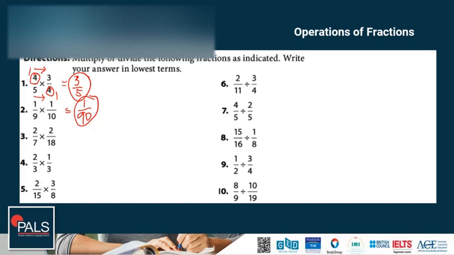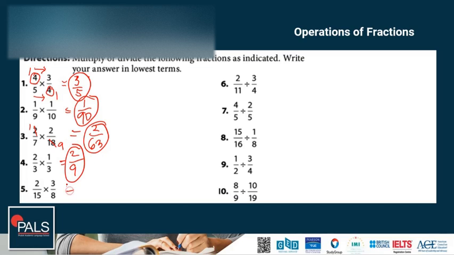Number 3, 2 and 18 can be divided by 2. So 2 divided by 2 is 1. 18 divided by 2 is 9. Then proceed to multiplying across. 1 times 2 is 2. 7 times 9 is 63. So 2 over 63. Number 4, they're all in lowest terms, so we can just multiply across. So 2 times 1 is 2. 3 times 3 is 9.